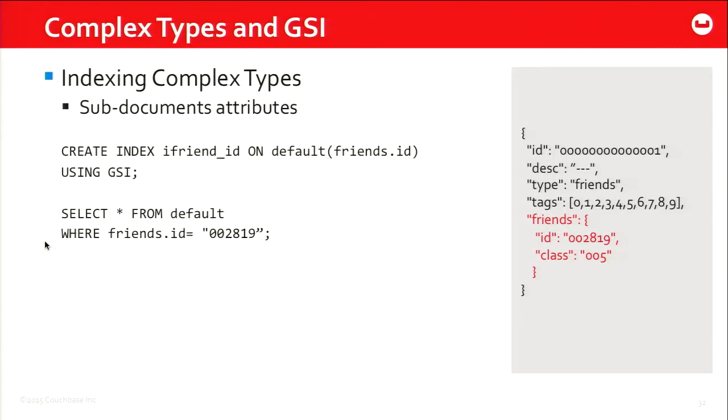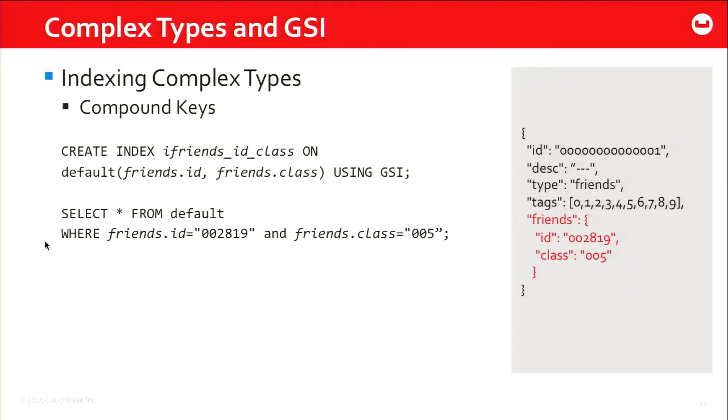So you can traverse these trees, and this is fairly obvious. But there are some other interesting options. We can give you the option to say friends.id and friends.class as well. You can create a compound index on this and put all of them together. When you ask questions like friends.id equals something and friends.class equals something, we can use that index as well. So this is another option for working with sub-documents, which is an interesting type. But this traversal is possible.